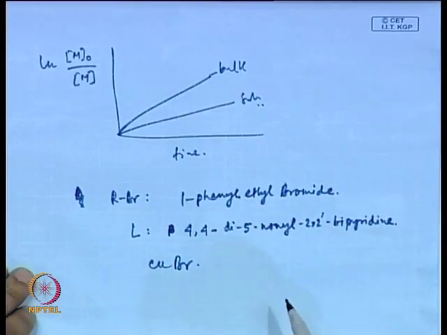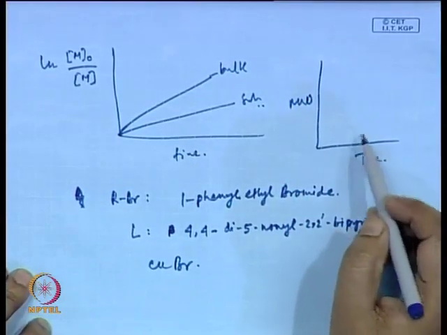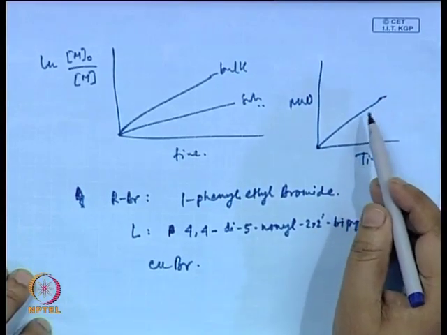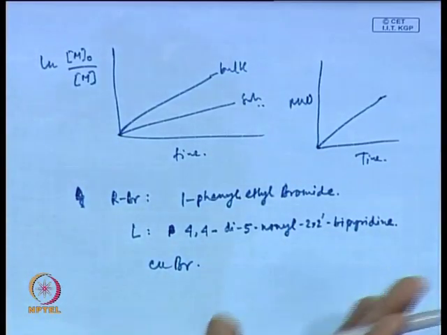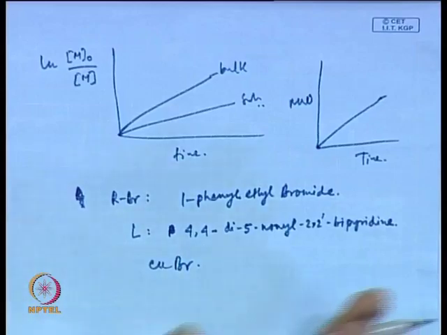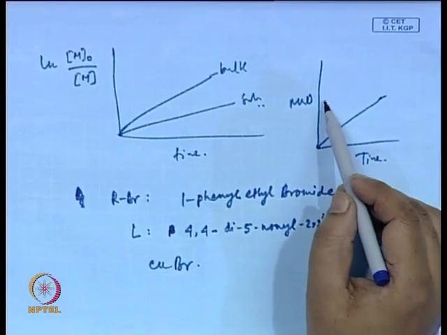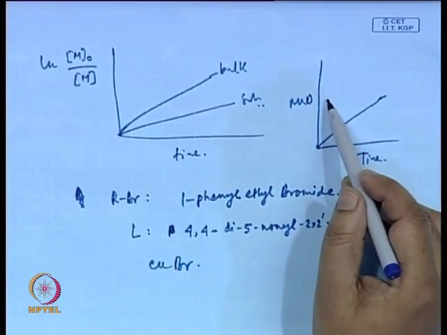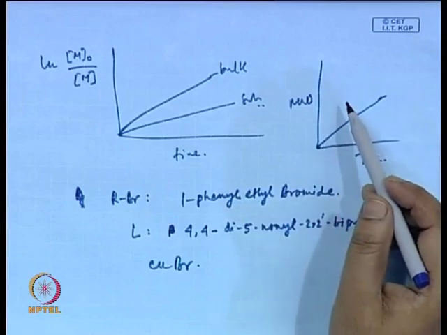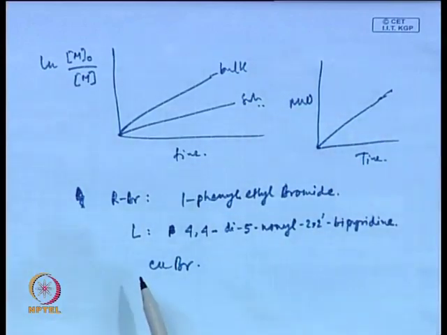So, what happens to the molecular weight? If you plot molecular weight versus time, what will you get? Again, it is a straight line. As the time goes, more reaction goes forward, so more propagation happens. The molecular weight increases linearly, whereas in normal chain polymerization you can get very high molecular weight even at the beginning, but in this case the molecular weight is small at the beginning and increases slowly as the time goes.